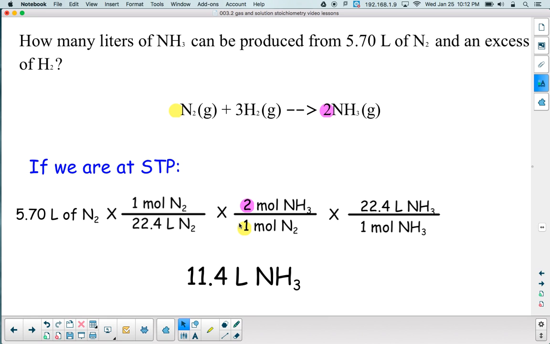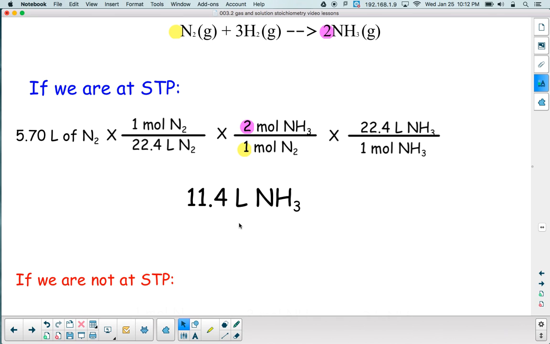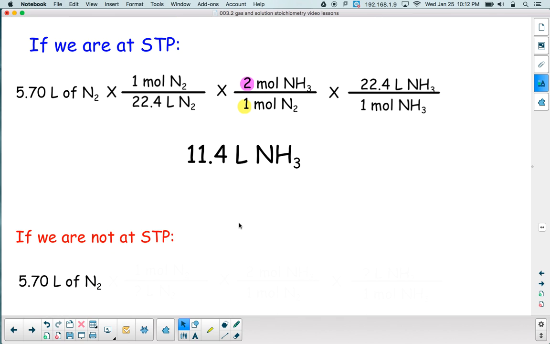So even though we don't have a lot of information, if we pretend that we're at standard temperature and pressure, we find out that we'll be able to produce 11.4 liters of ammonia. Now, it's probably not fair to assume that we're at standard temperature and pressure if the problem doesn't actually say this. So let's look at a different scenario.